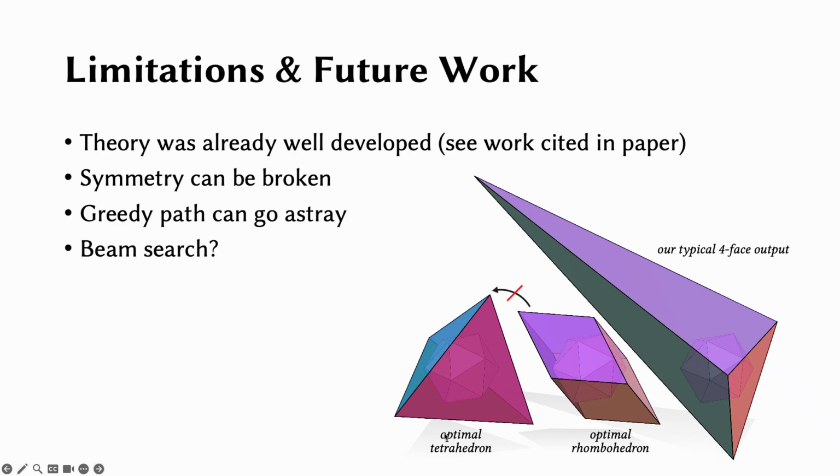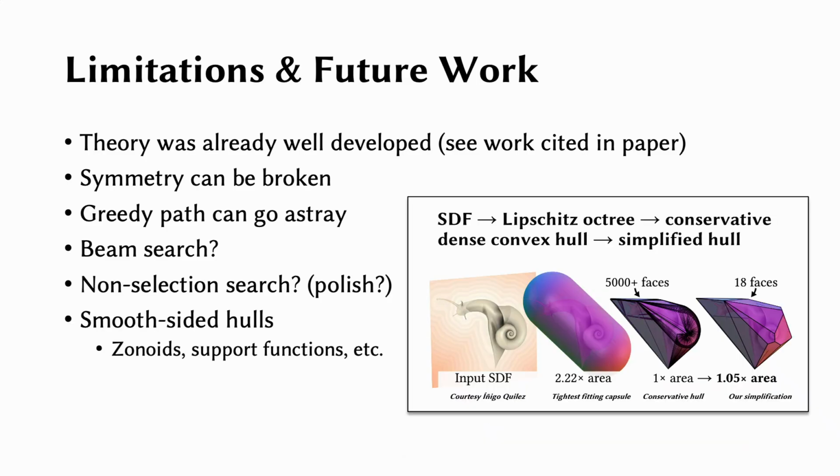So maybe some future work here is to find better paths than the one greedy path, which you could do with beam search. Maybe there's some way to polish these faces. This is surprisingly difficult. We're doing a subset selection problem, but maybe there's a face that doesn't exist in the original faces that would be better to choose. And then there's other ways to define hulls that aren't polyhedral.